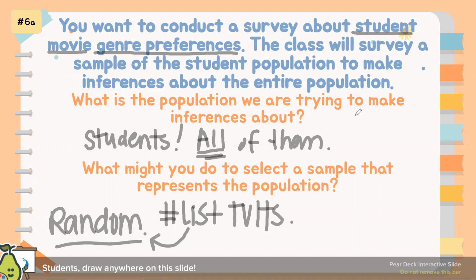But since we're talking about all students, we could repeat this at our other local high schools, right? And then we could even send it out to the middle schools and the elementary schools and the college students and things like that, to start to grab a larger selection from our student population.